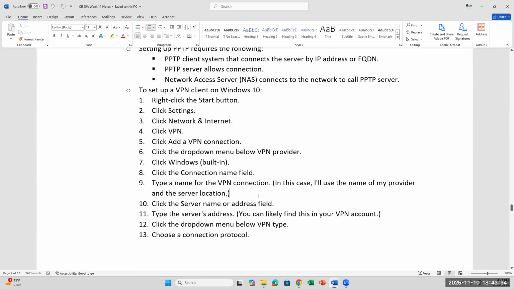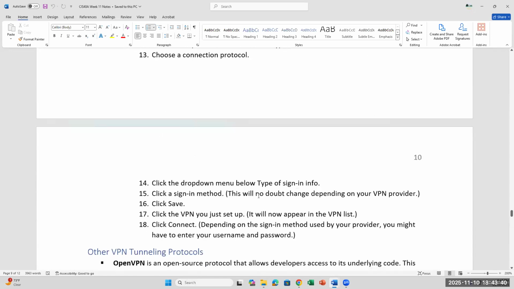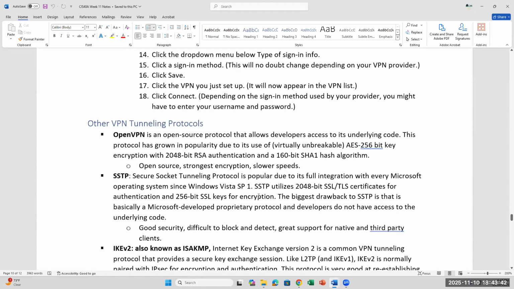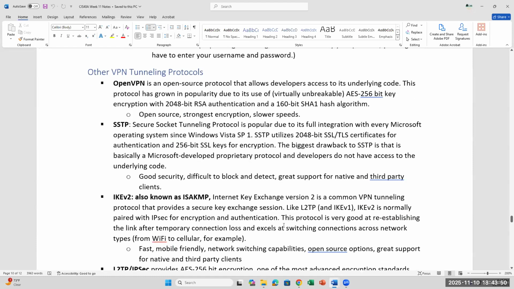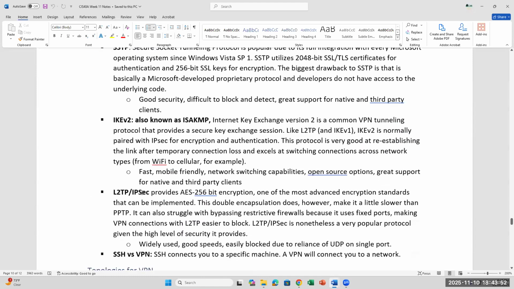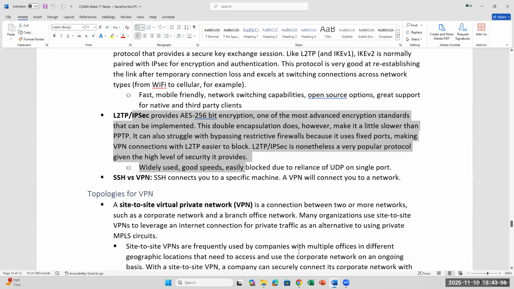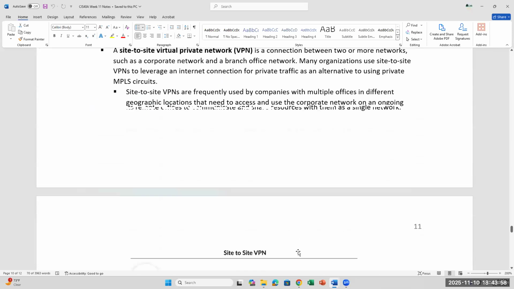And then you would type in the connection. So it walks you through the steps on how to do that for Windows 10 and 11. And then if you use OpenVPN compared to other types, like SSTP or IKEv2. And then the IPsec that we talked about is here. Different types of VPN.